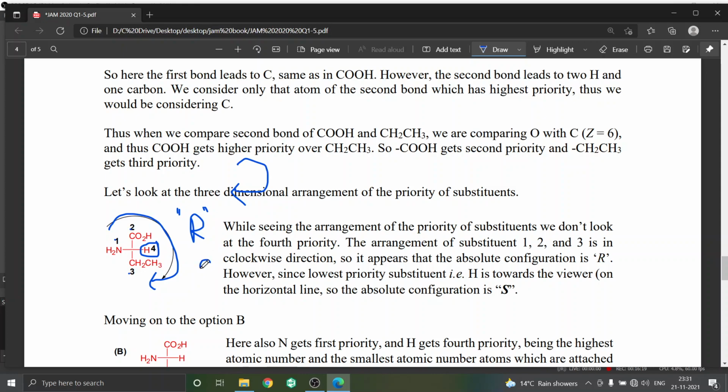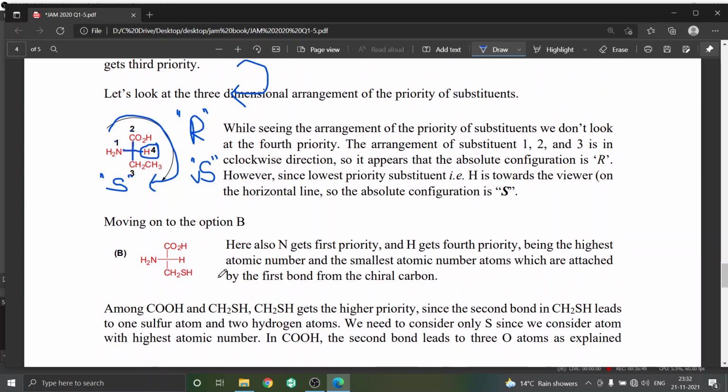But the answer will be S because we saw that hydrogen is on the horizontal plane. It should be on vertical, because vertical is away from the viewer and hydrogen is toward the viewer. We want the lowest priority to be away from the viewer, but since it is toward the viewer, it will be opposite. So very clearly this is S. The question was which has R. Okay. Moving to option B.